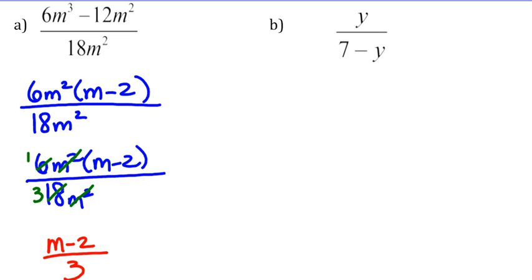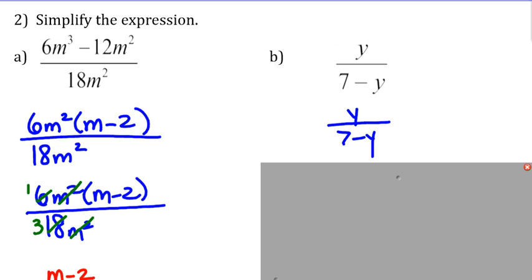Well, let's take a look at b. Here we have y divided by 7 minus y. Again, ask yourself, do we have all the factors for our pieces? So y only comes from 1 times y. There's nothing else we could do with that. And then 7 minus y, there aren't any greatest common factors, really, that we could divide out from that one.